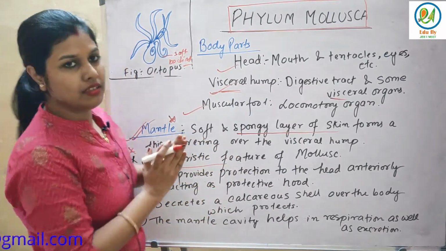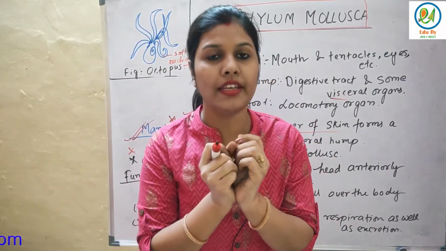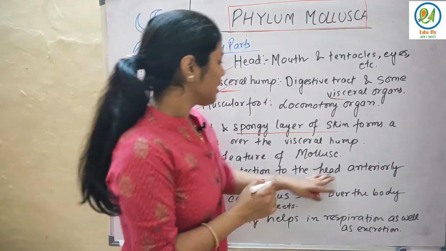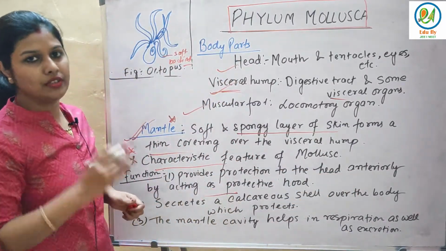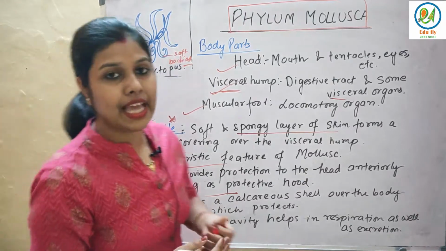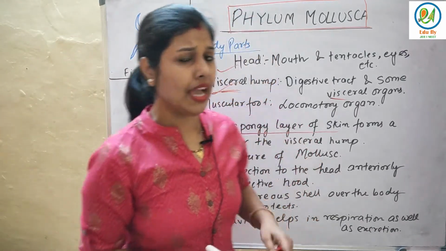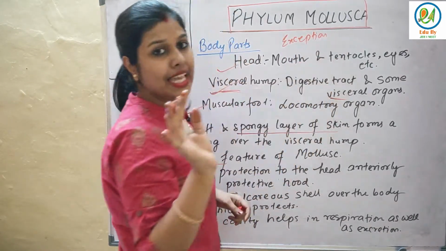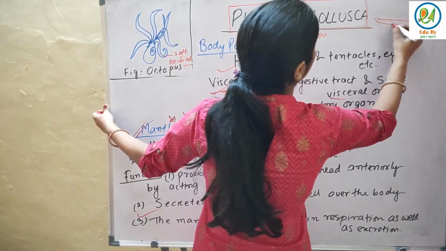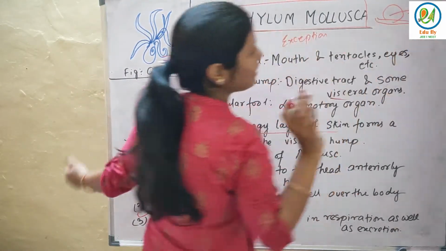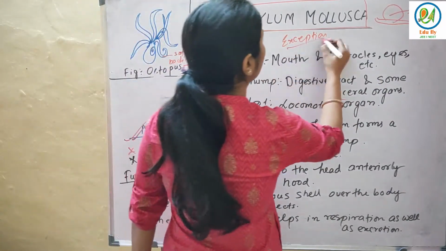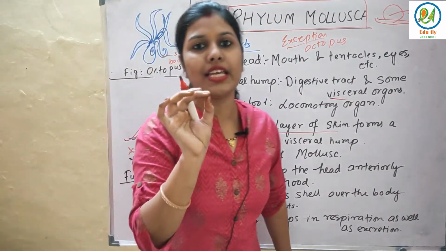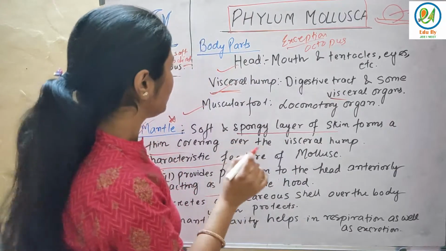And this mantle has a very important function. It provides three functions. First, it covers the anterior part of the head and acts as the protective hood over the head. Next, they secrete a calcareous shell over the body. Fine. And exception is that calcareous shell; we showed it in the snail. Suppose this is the snail, the upper layer was the calcareous shell, a very hard layer. But in octopus, like I have shown you here, this calcareous shell is absent.